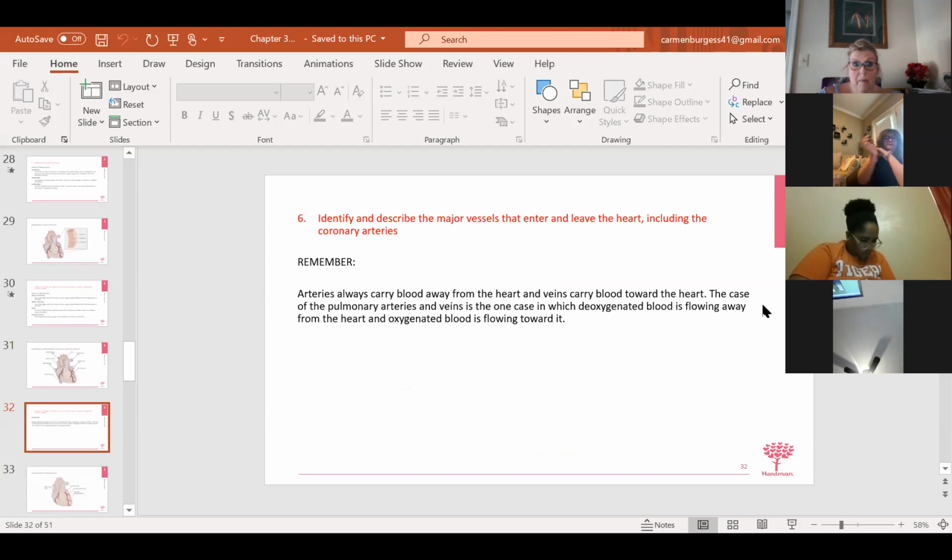So just remember this. This is on your PowerPoint. Arteries always carry blood from the heart, and veins carry blood towards the heart. The case of the pulmonary arteries and veins is one in which deoxygenated blood is flowing away from the heart and oxygenated blood is flowing towards the heart. It's just inside the heart, it works differently.